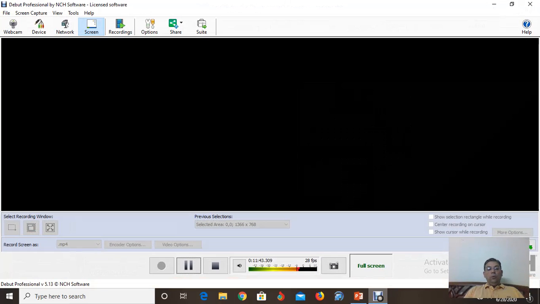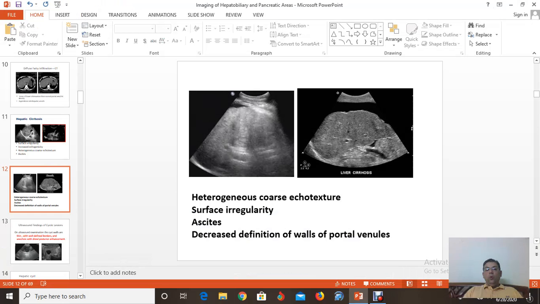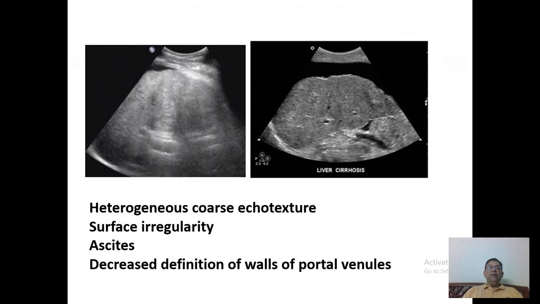So what does it tell us? What it tells us is that when the liver loses its echotexture, when there is the coarse echotexture, when the surface is irregular, when there is ascites present, and there is decrease in the definition of walls of the vessels, then the patient has a cirrhotic liver.